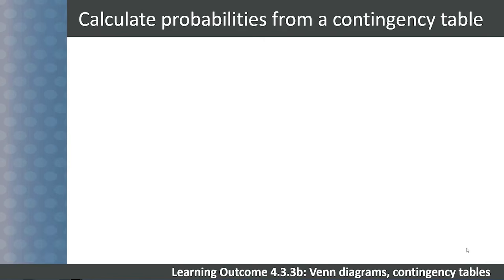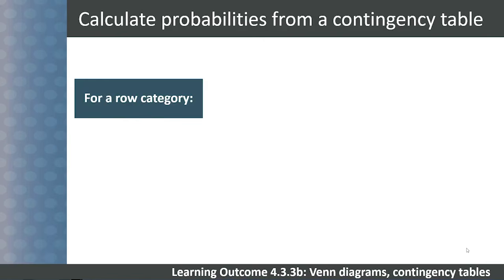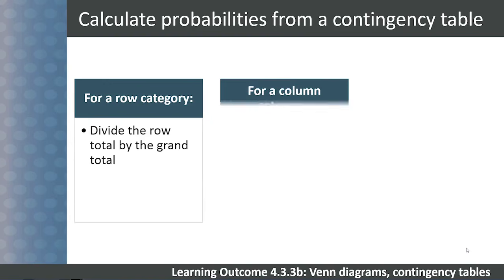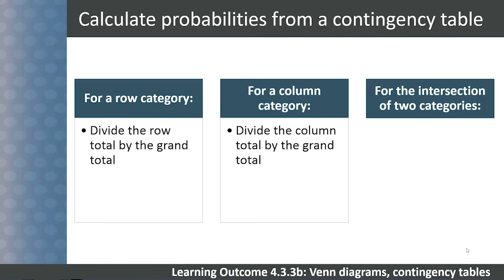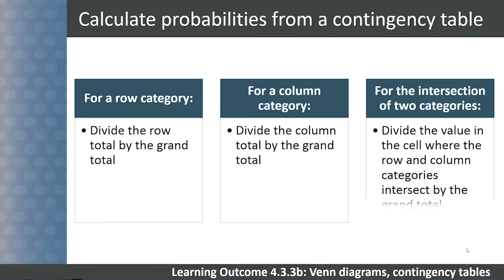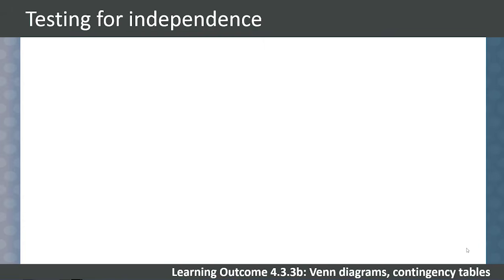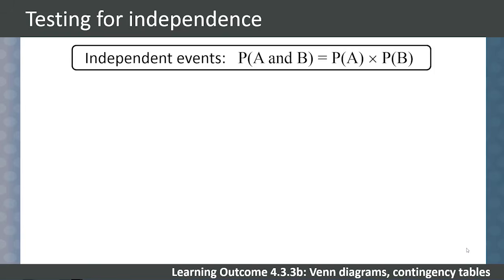Follow these steps to calculate probabilities from a contingency table. For a row category, divide the row total by the grand total. For a column category, divide the column total by the grand total. For the intersection of two categories, divide the value recorded in the cell where the row and column categories intersect by the grand total. Remember that we can use the formula for calculating the probability of independent events to check whether two events are independent or not.